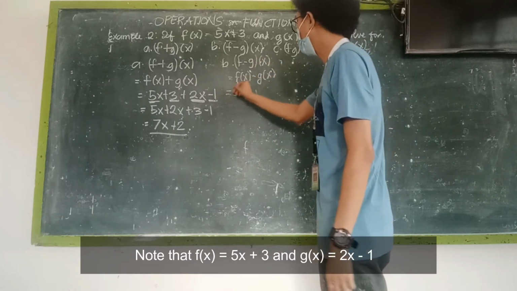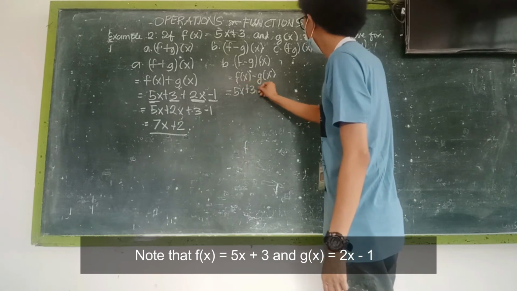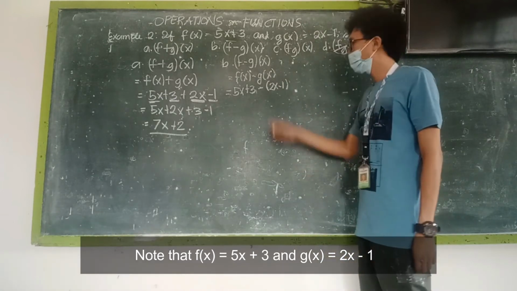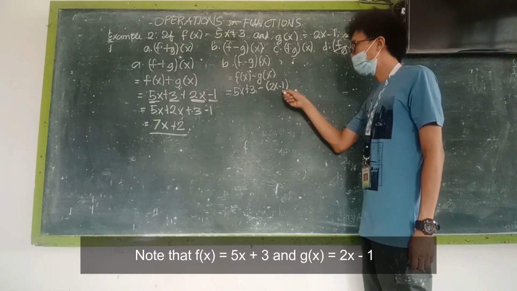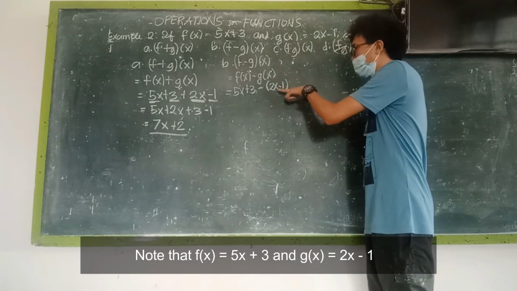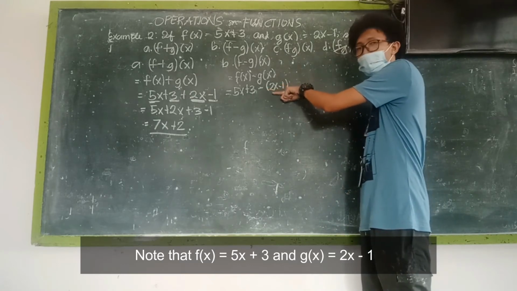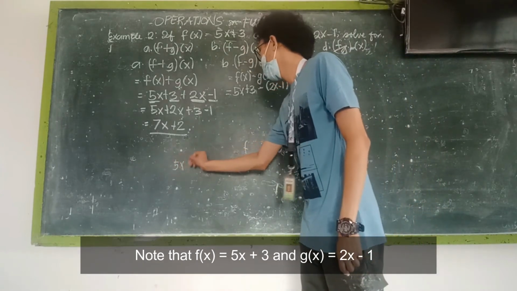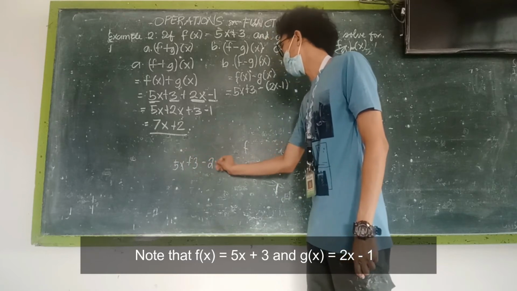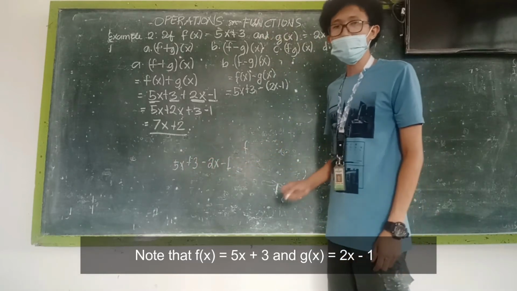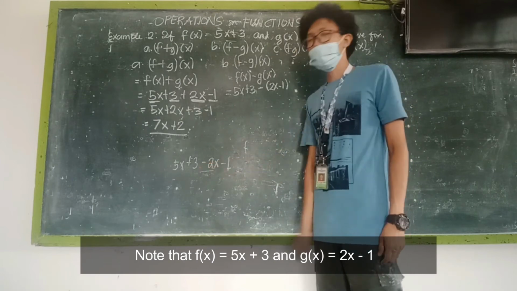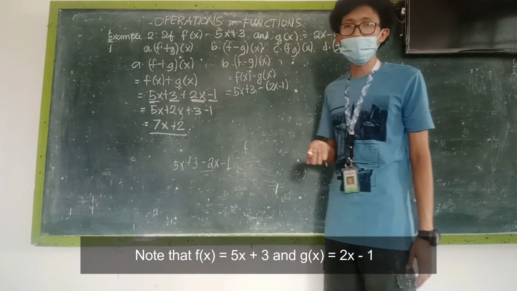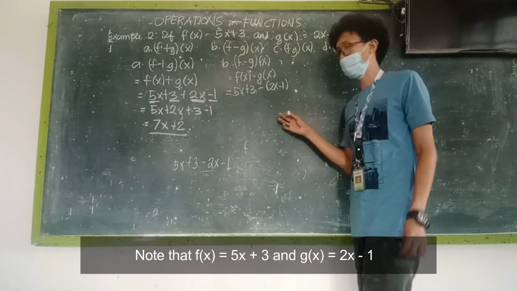So, magiging 5x plus 3 minus 2x minus 1. In this stage, very crucial itong parenthesis kasi ito ang nag-group sa whole function na g of x. Very crucial kasi kapag hindi natin nilagyan ng parenthesis, ang sinasubtract lang natin is ang 2x. So, very crucial ang mga grouping symbols sa ating operation on functions.